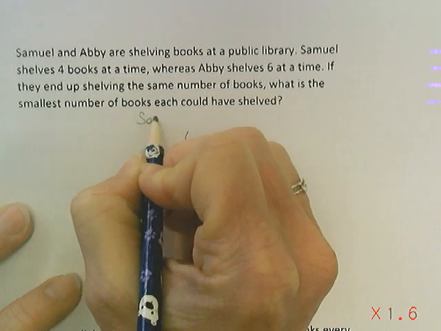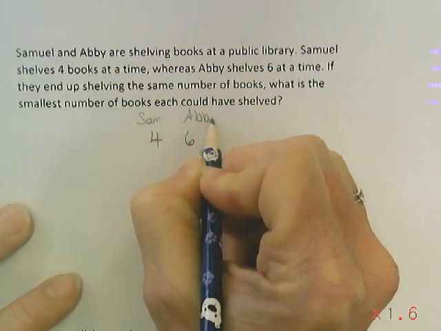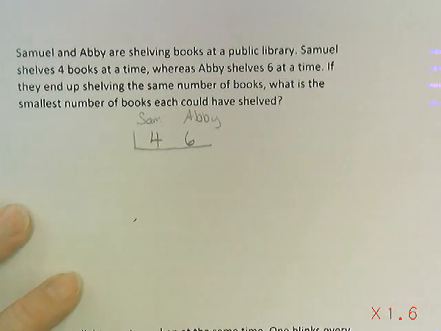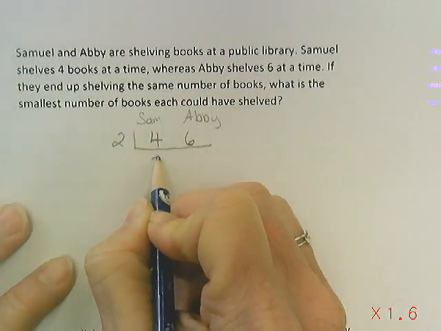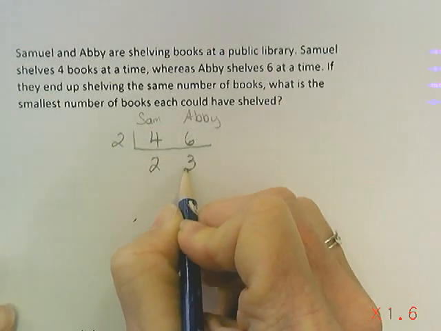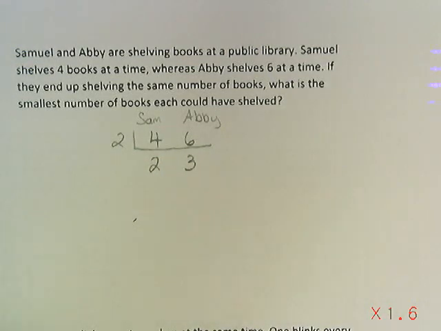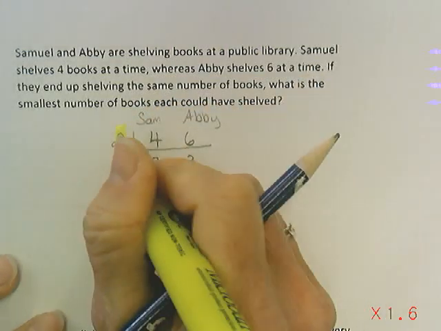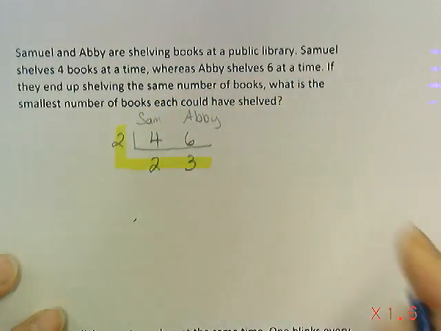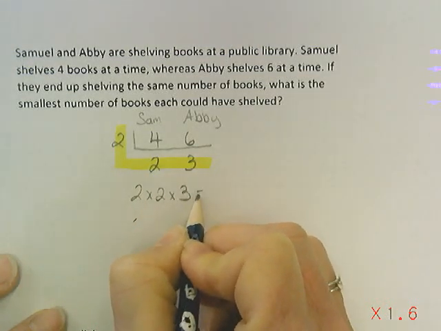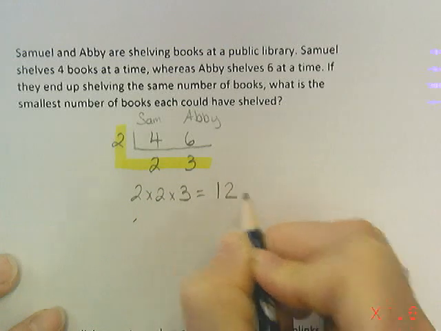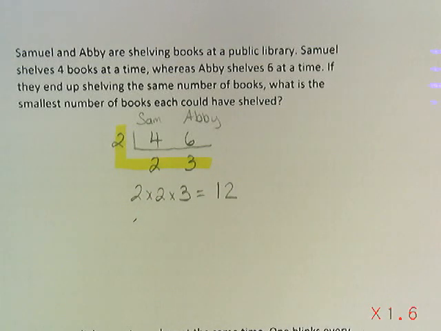So I'm going to set it up here. This would be Samuel, Abby, and both of those numbers are even, so we're going to divide by 2. 4 divided by 2 is 2, 6 divided by 2 is 3. And to find the LCM, we're going to multiply on the left and the bottom. So we would have 2 times 2 times 3. That's 4 times 3, which is 12. So 12 is the smallest number of books that they each would have shelved to shelve the same number of books.